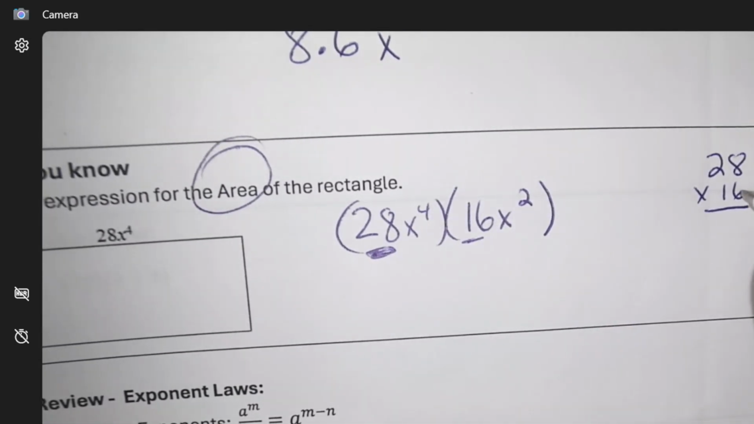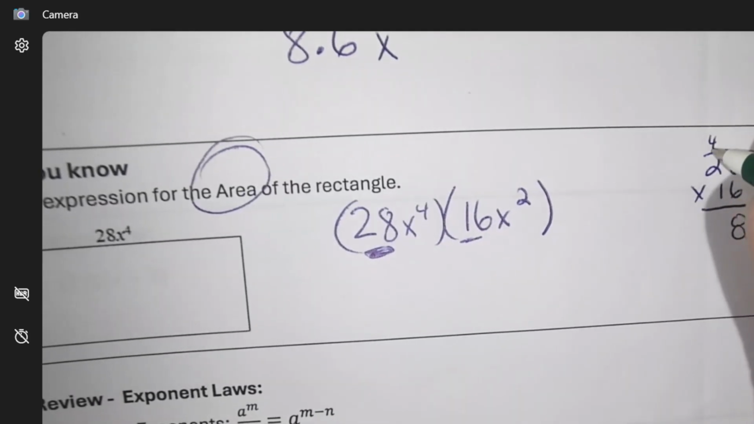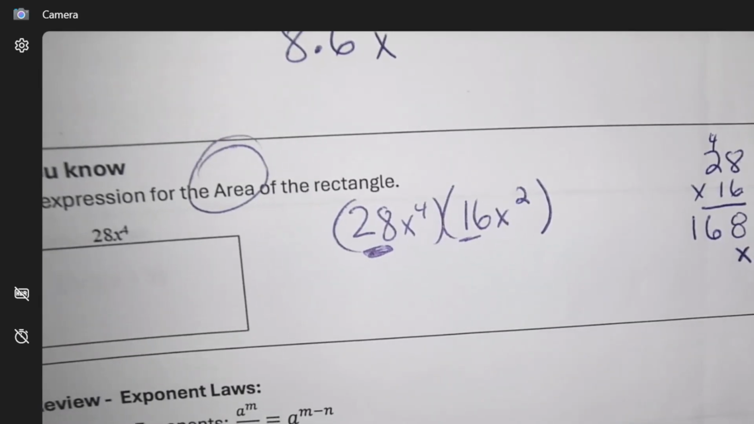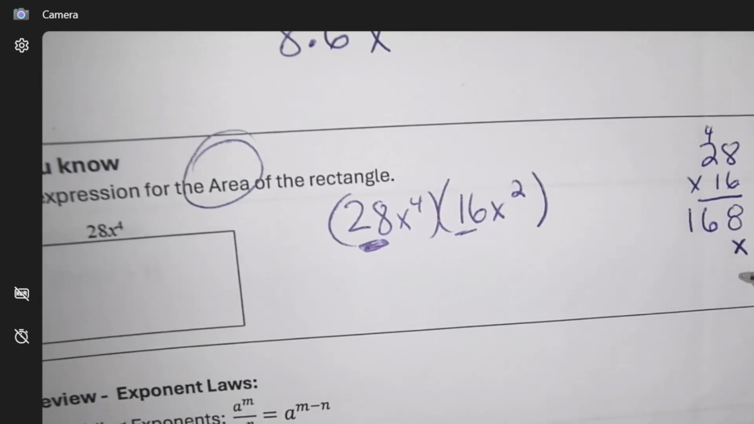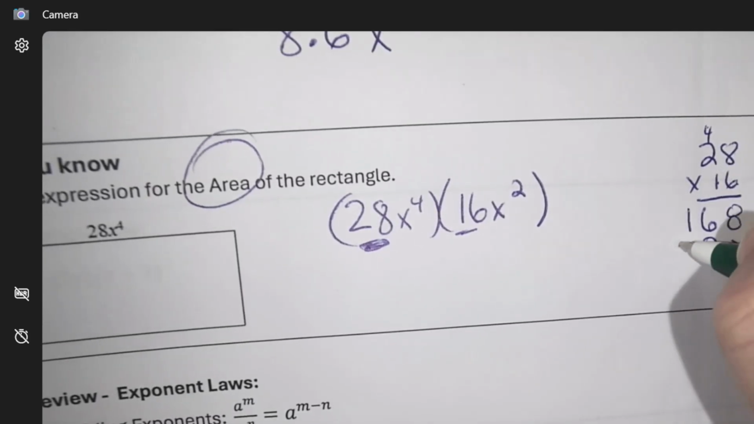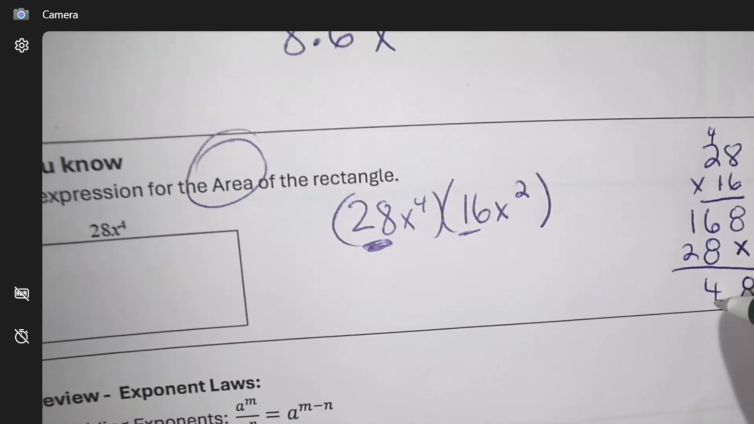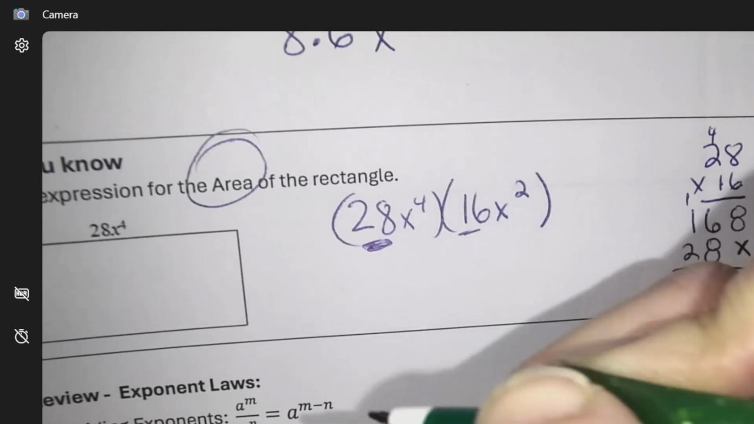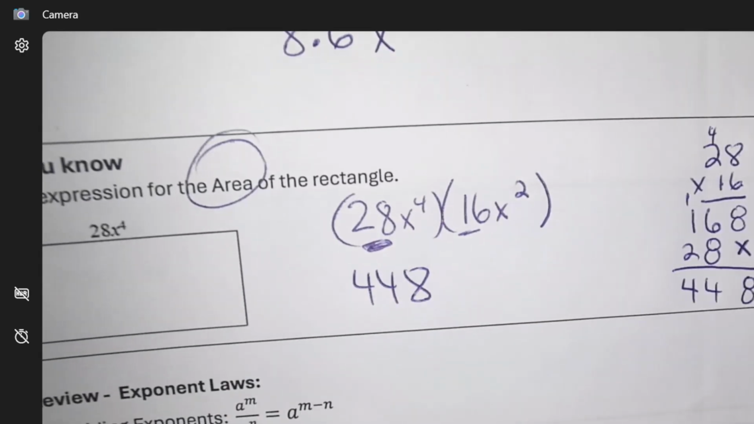28 times 16. So I get 48, 12 and 4 more, 16. Skip a place. 1 times 8. 1 times 2. Ooh, 448.